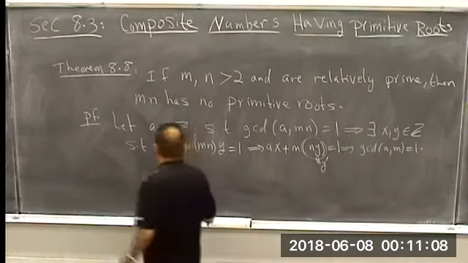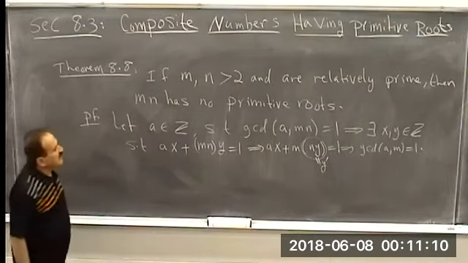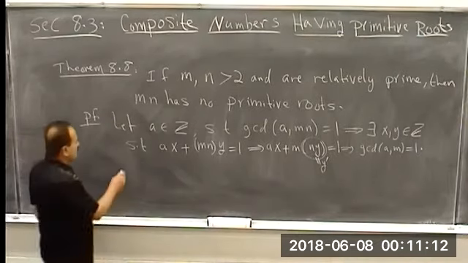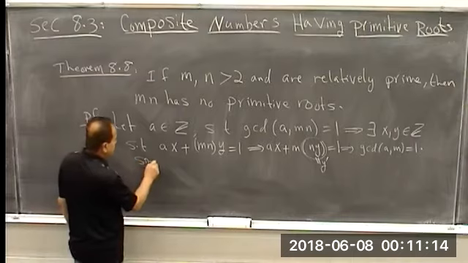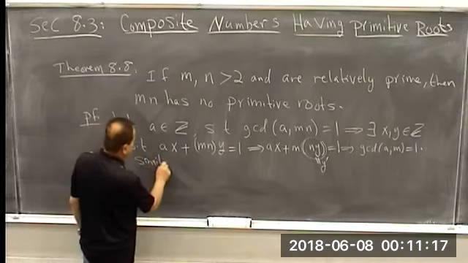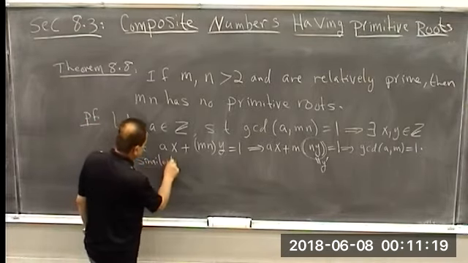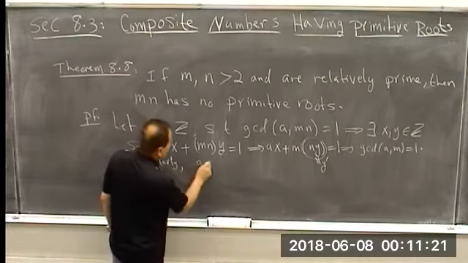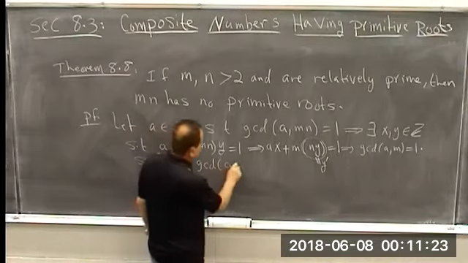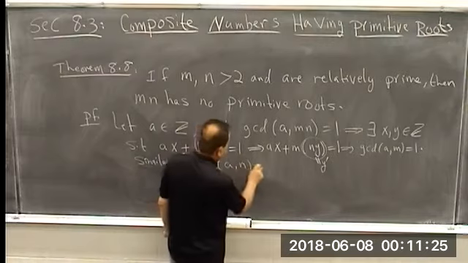Similarly, we have rearranged this in a different way. Similarly, the greatest common divisor of a and n is equal to 1.